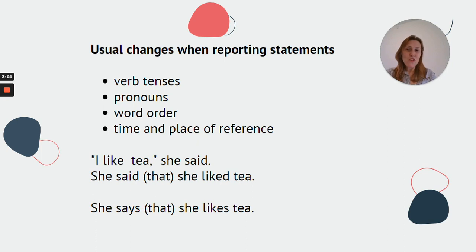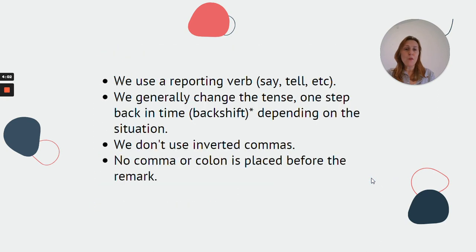As we have already mentioned, the usual changes that take place when reporting statements are changes in verb tenses, pronouns, word order, and time and place of reference. "I like tea," she said, or she said that she liked tea, so there was a backshift in time, or she says that she likes tea. So sometimes it's not necessary, depending on the context, to change verb tenses, so we can keep the original tense.